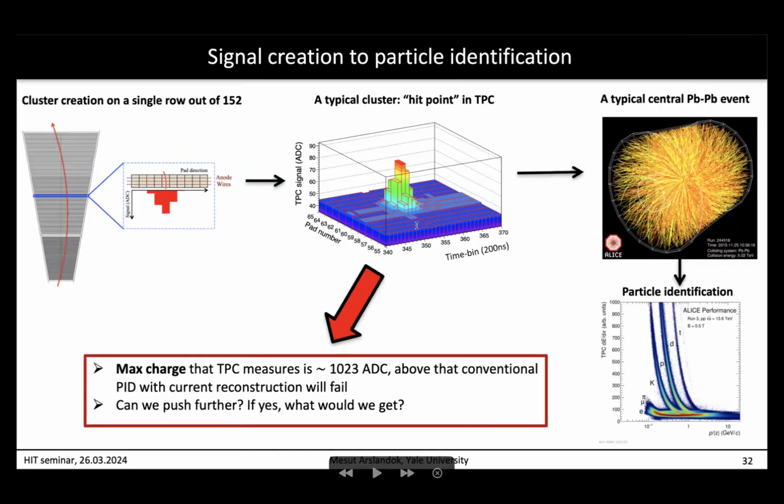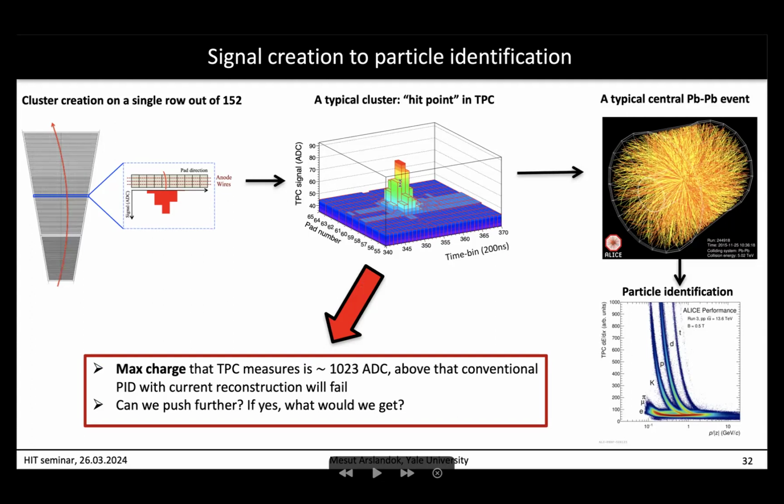But the problem is that the height of this is not infinite. So the detector limits this. In every detection technique, silicon or whatever, you always have a limit in your dynamic range. So you cannot measure infinite.